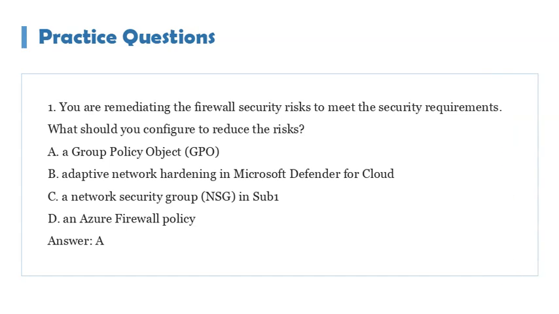1. You are remediating the firewall security risks to meet the security requirements. What should you configure to reduce the risks? A. A group policy object, GPO. B. Adaptive network hardening in Microsoft Defender for Cloud. C. A network security group, NSG, in Sub 1. D. An Azure firewall policy. Answer: A.